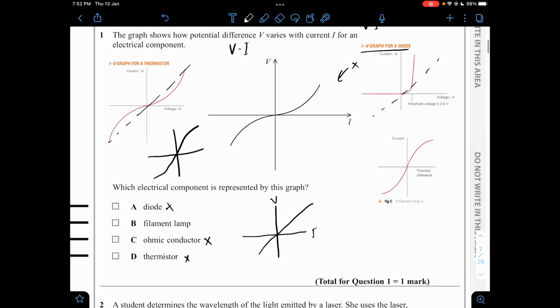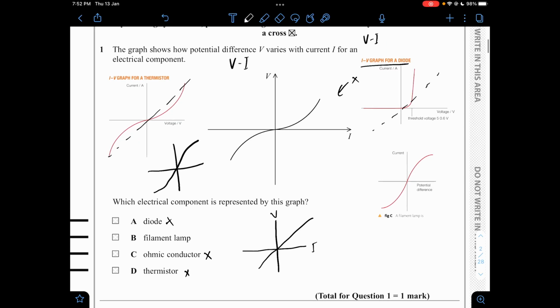Let's see if this is in fact correct. So we have the filament lamp over here. If we were to take its reflection in the y equals x line, this would look a little like this. And this is exactly like what we've been given. So the answer is filament lamp, B.